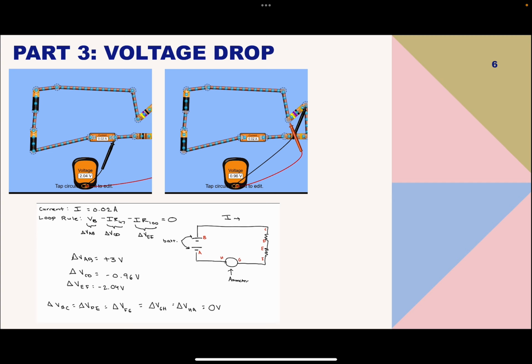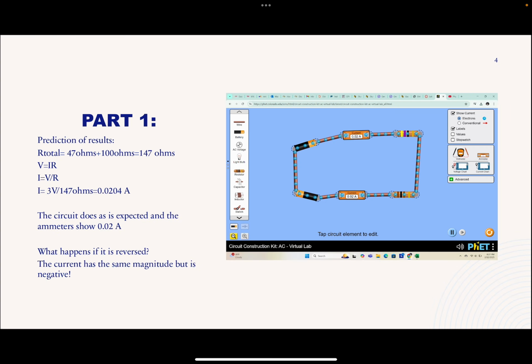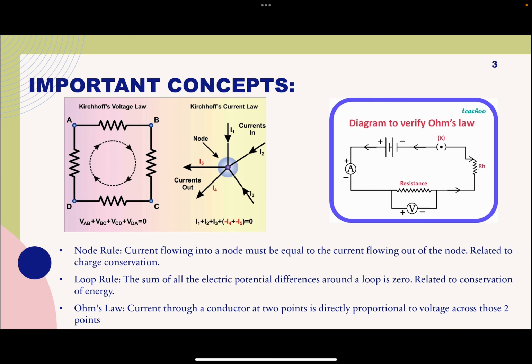Part 3, the voltage drop. So as you can see below, I've written out some important formulas. So the current, I equals 0.02 amps, and then we have the loop rule. So the potential at B equals the current times resistance 47 and the current times resistance 100. And then the other following potential difference formulas equal 0 volts in the circuit, which as you can see follows the loop rule.